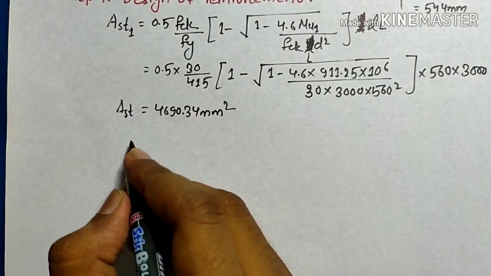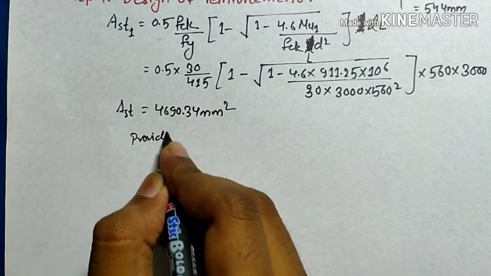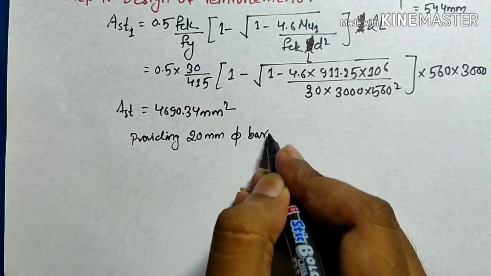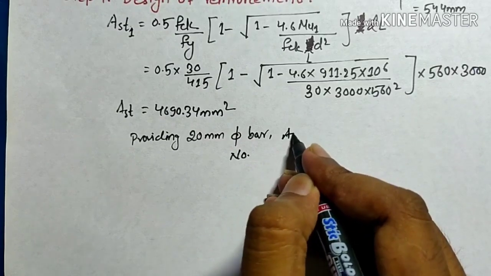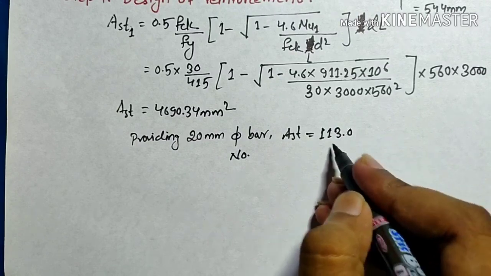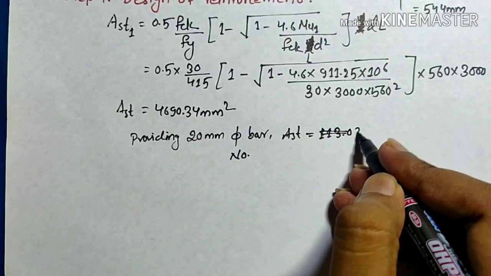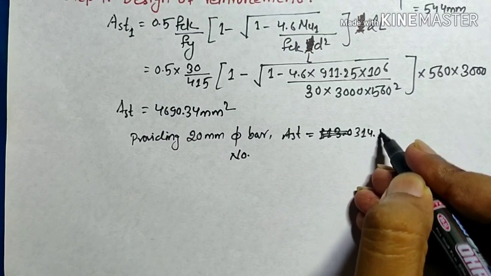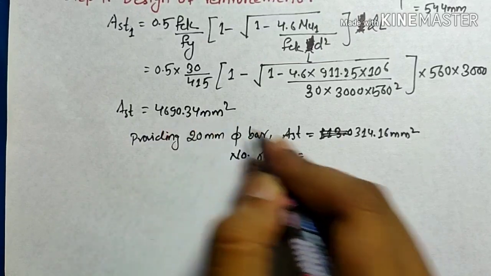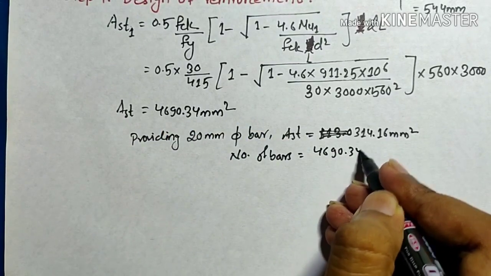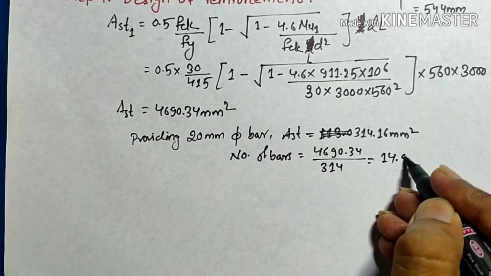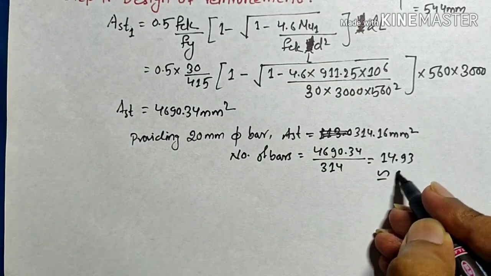So providing 20 millimeter dia bar, AST equals to... AST of 20 millimeter dia bar is 314.16 millimeter square. So number of bars equals 4690.34 divided by 314, and we will get 14.93, which will be proportionally equal to 15 bars.